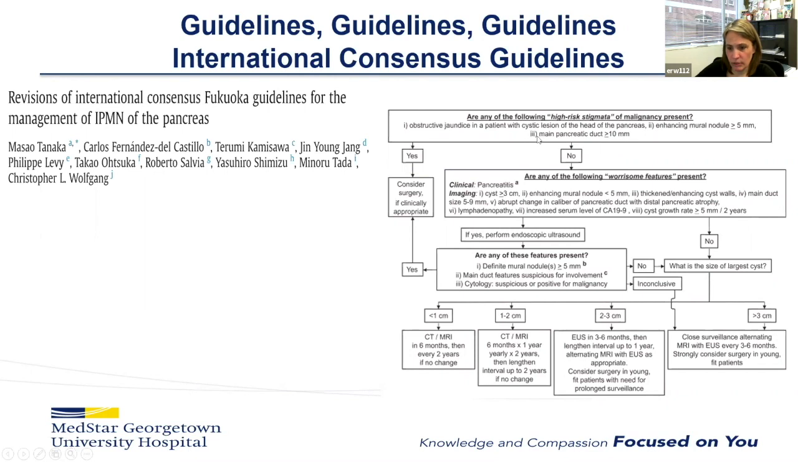We would all agree based on the data accumulated to date that these patients should be operated on. Patients who have obstructive jaundice due to a cystic lesion, these patients are really very similar to pancreas adenocarcinoma patients and generally should get an operation.